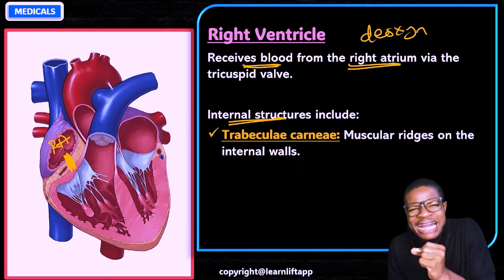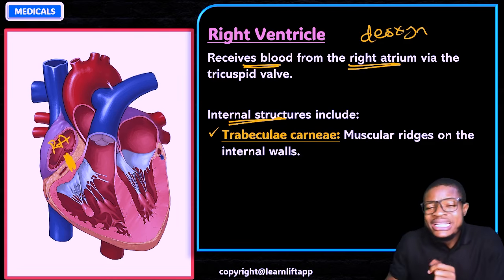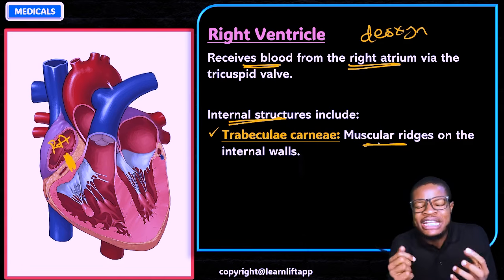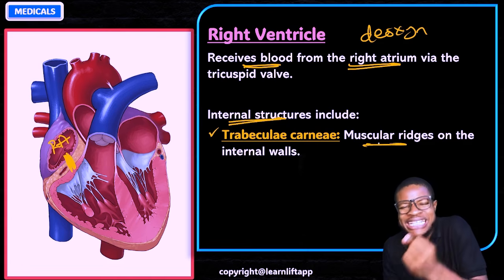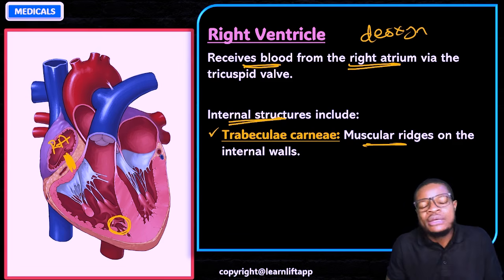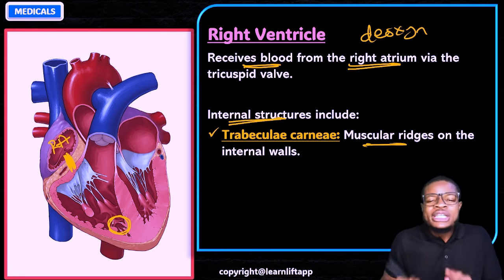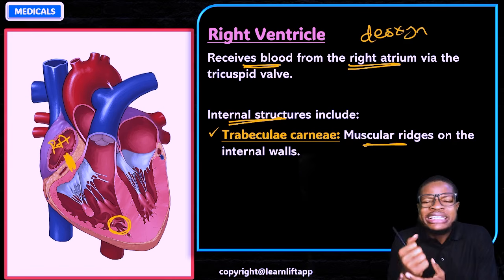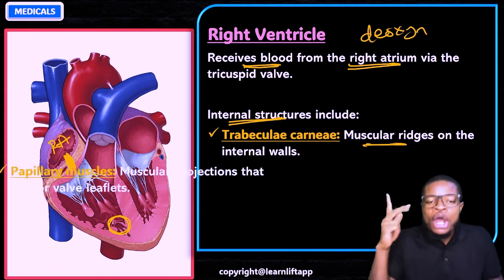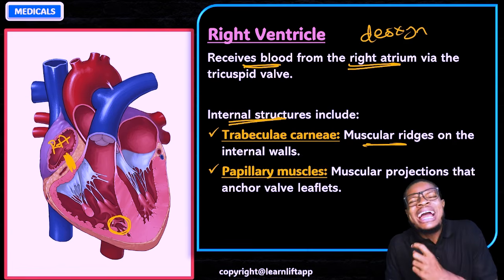So the trabeculae carneae is in the right ventricle. It is a muscular ridge on the internal walls of the right ventricle. What is it called? The trabeculae what? Carneae. Come with me. Look into this area very well. These guys here are the trabeculae carneae. So what are they? They are the muscular ridges on the internal walls of the right ventricle. That's number one. Number two are the papillary muscles.